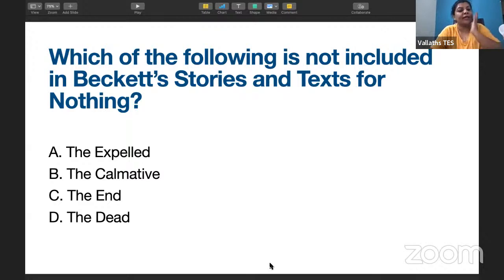Which of the following is not included in Beckett's Stories and Texts for Nothing? It's a collection of three stories. Is it The Expelled, The Calmative, The End, The Dead? Yes, guys, The Dead. The Dead is from Dubliners.